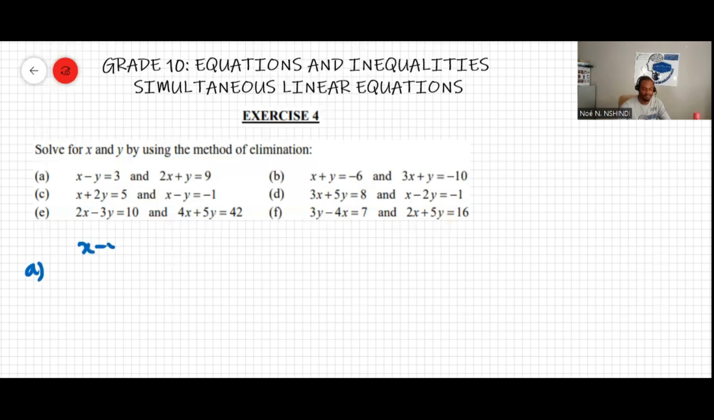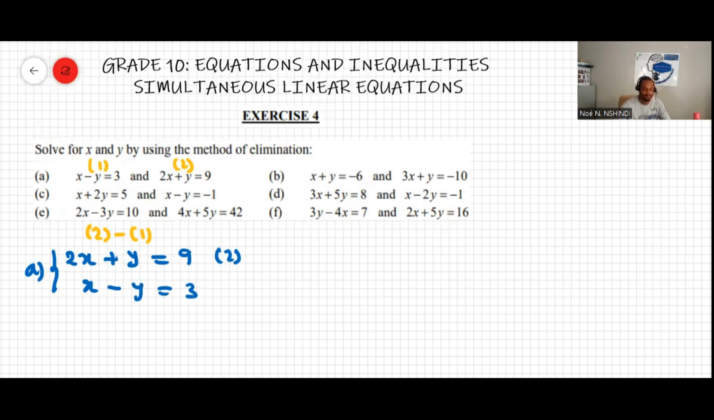We have x minus y equal 3. I prefer to label the equations first. Let's call this one equation 1 and the other equation 2. Now look at my variables here. This is x minus y equal 3, and then 2x plus y equal 9. Now I can simply do equation 2 minus equation 1. This is what will come. So I'll write 2x plus y equal 9. This is equation 2, and the other equation is x minus y equal to 3.